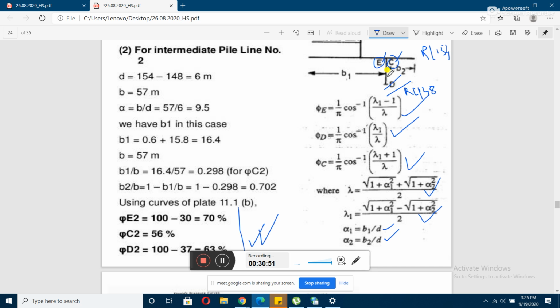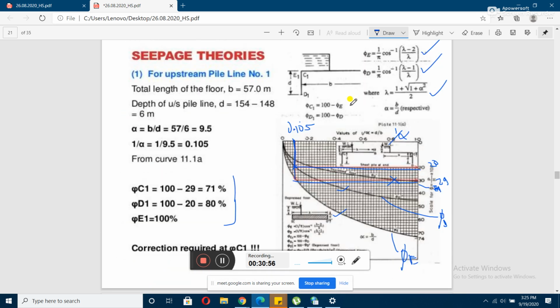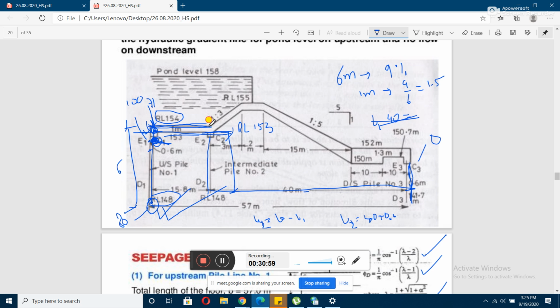Okay, so what are the corrections that we need to do for phi e? Just have a look here. Phi e is the value at this particular point, and phi c is the value at this particular point. What we actually need is the value at this point, that is phi e2 and phi c2. These two values we need. For phi e2, we have got this value, but we need to do the correction. There is no slope at this point, but we need to do two corrections.